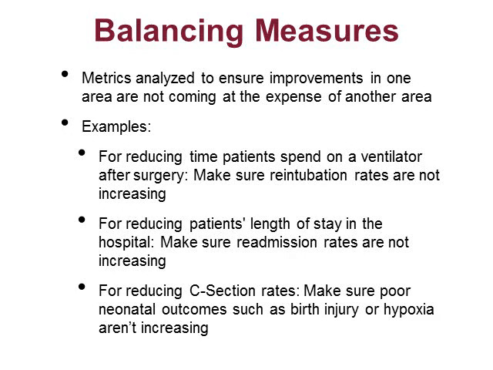So the first example is for reducing time patients spend on a ventilator after surgery, and make sure that reintubation rates are not increasing. So of course, if you just start taking people off the ventilator after surgery too early, a good portion of those people you're going to have to reintubate, and that's not a pleasant experience. That's something you want to avoid. So what you might do is you might have a graph with an XY. Your X might be ventilator time per surgical patient. Another one might be your intubation rates, and you can just see if those are moving in opposite directions.